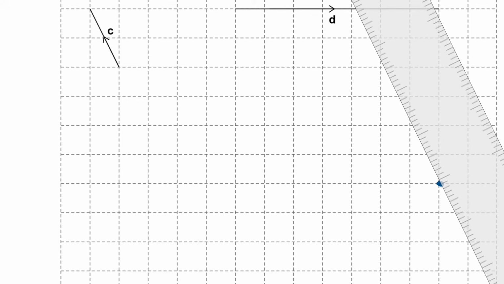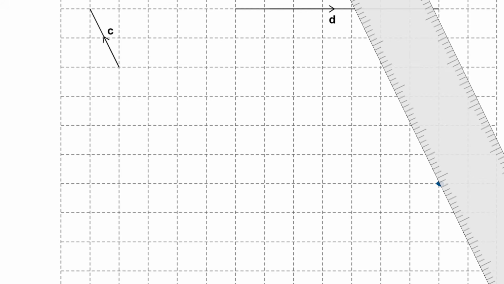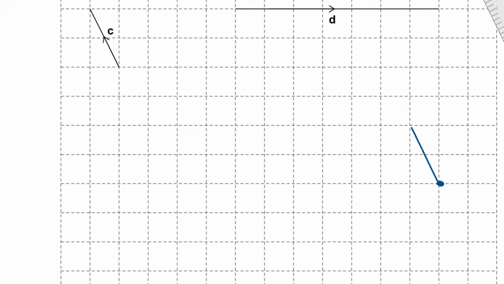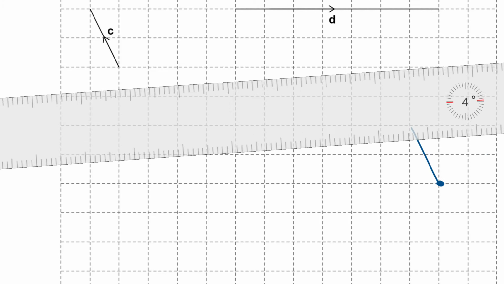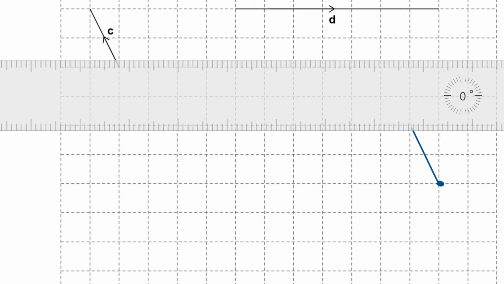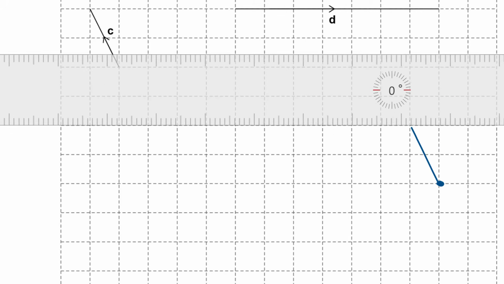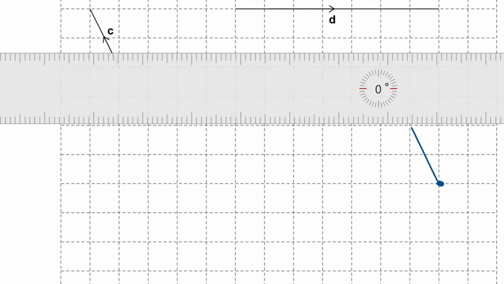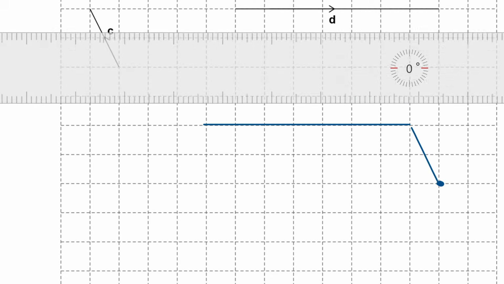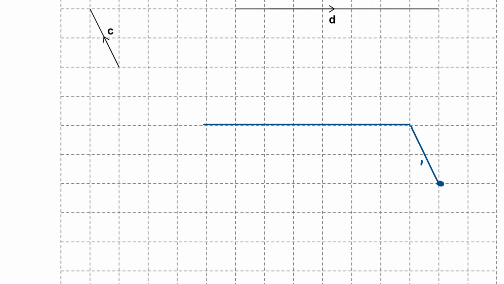Vector c goes 1 to the left and 2 up. So it's going to take me from there to there. Okay, now d is normally 1, 2, 3, 4, 5, 6, 7 units to the right. But if I want to do minus d, I want to go the opposite way. So I'm going to go 7 to the left. 1, 2, 3, 4, 5, 6, 7. Okay, so that's vector c, and that's vector d. So from there to there then is vector c minus d.